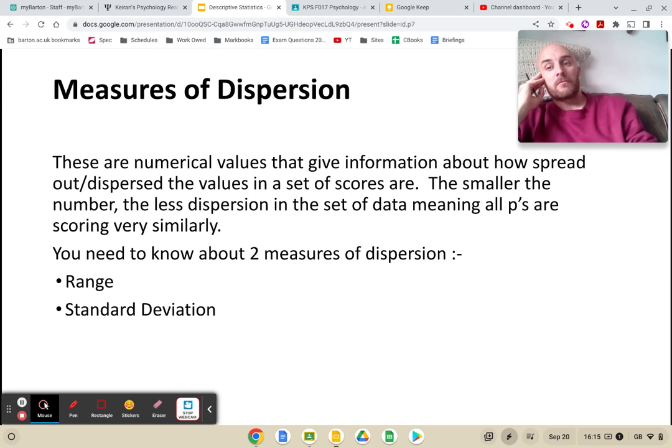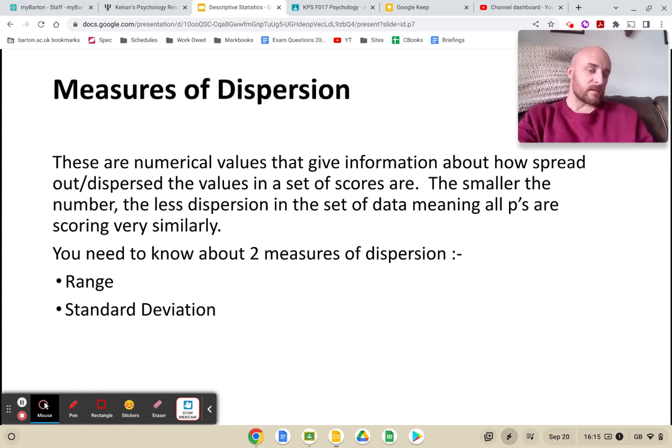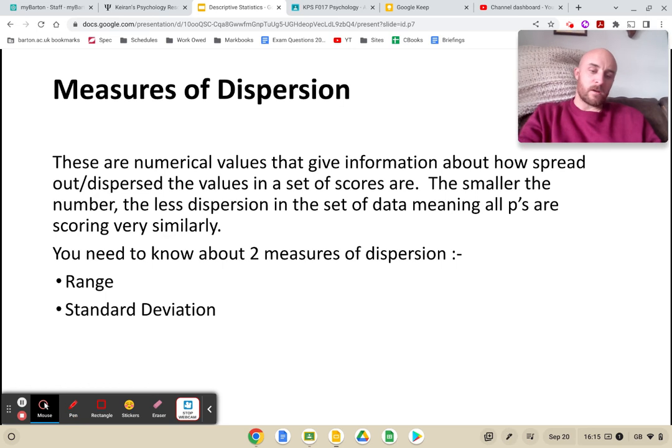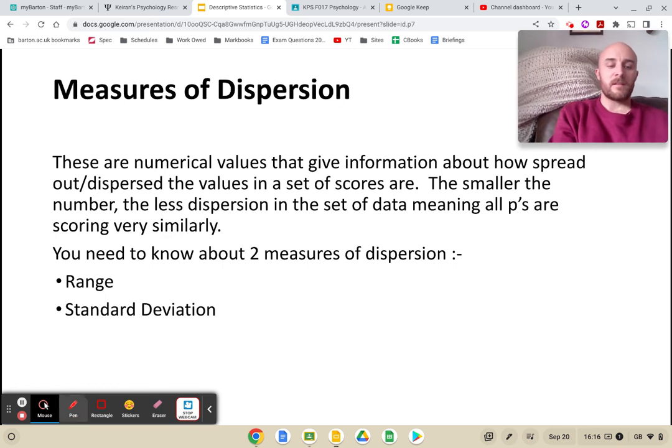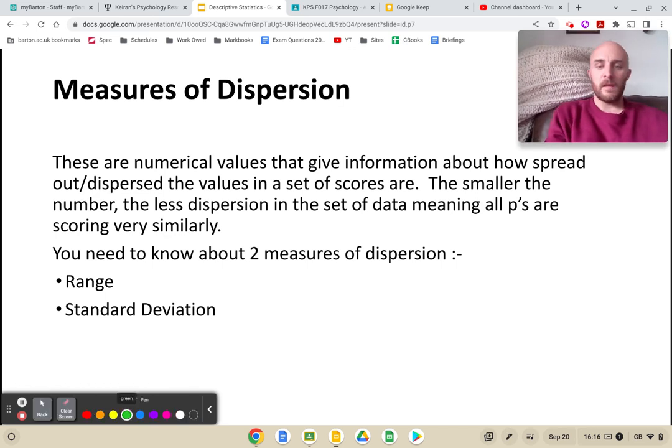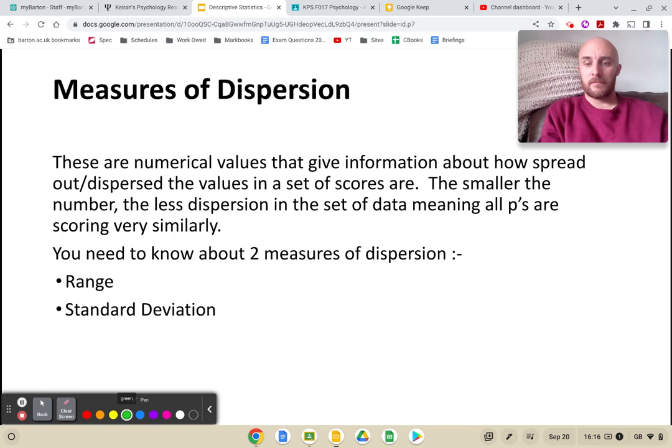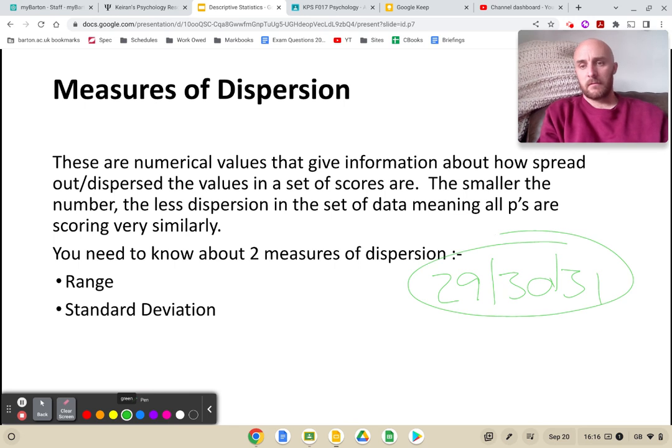But I also did want to go through measures of dispersion. One thing that's important to know is that the average does not tell you everything. Just as an example, I say this to my students. If I were to have a data set, and let's say you've got 29, 30, and 31, what's the average of that? Well, it's 30. Okay, fine.